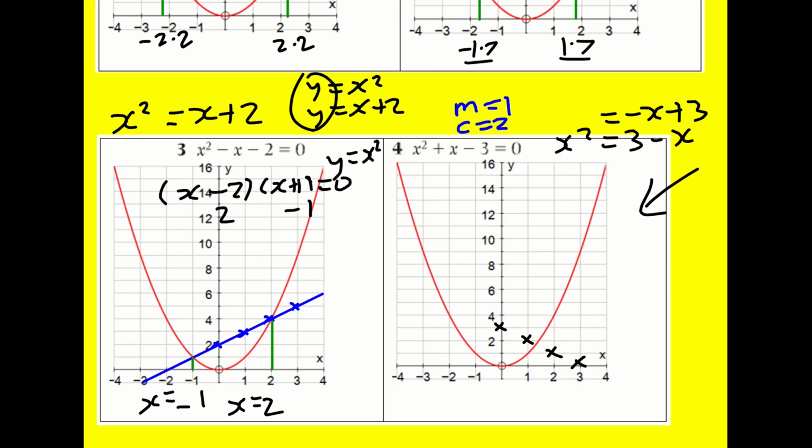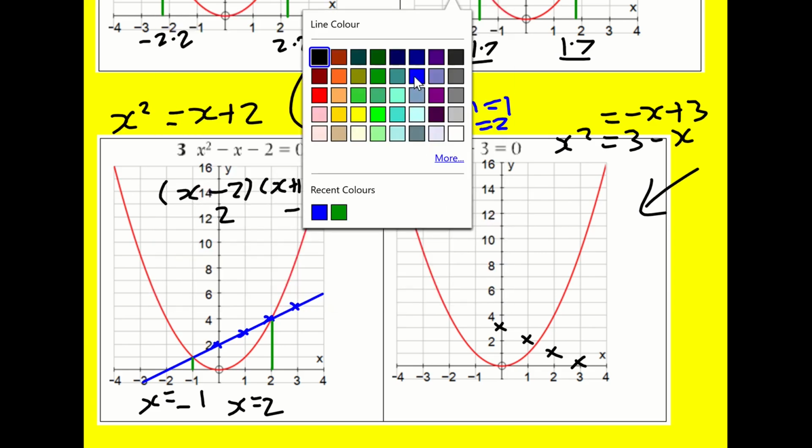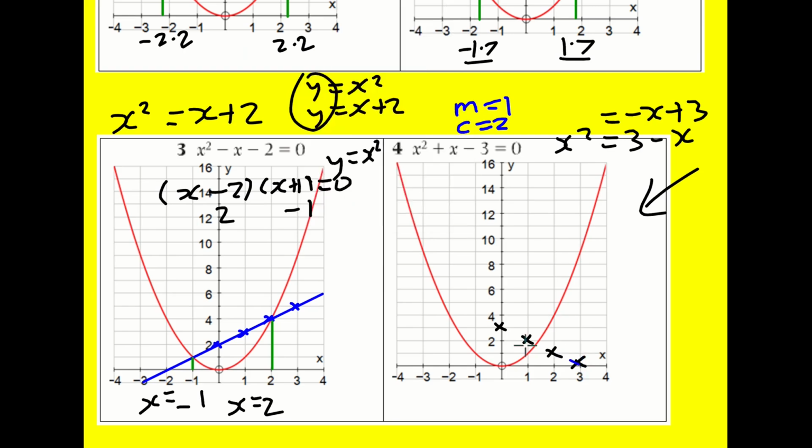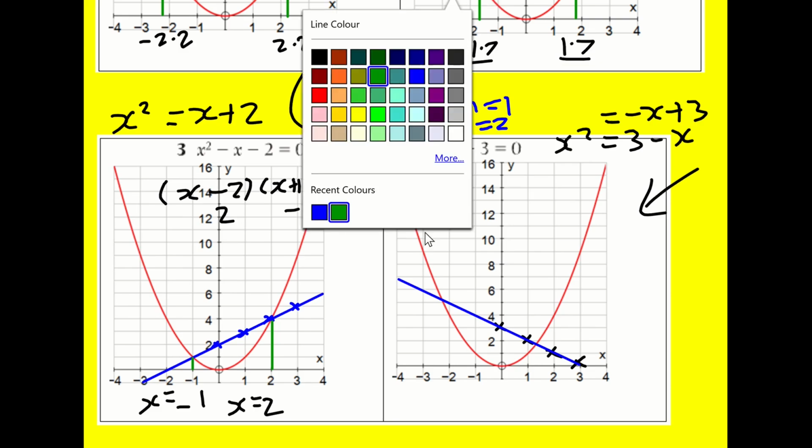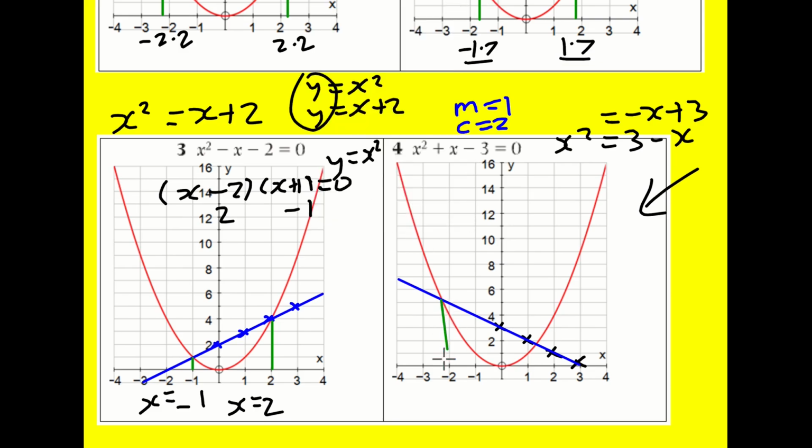I'm going to draw a line as normal. It goes through these points all the way. It's important to do it accurately because otherwise you'll read off the graph incorrectly. Okay, there we go. And this time I don't get a nice whole number answer.